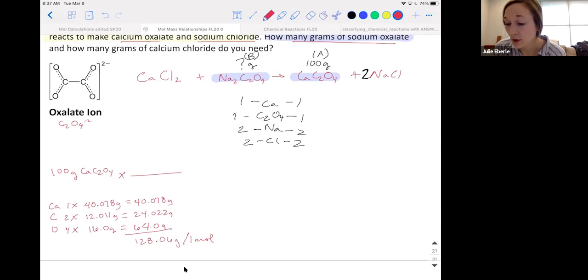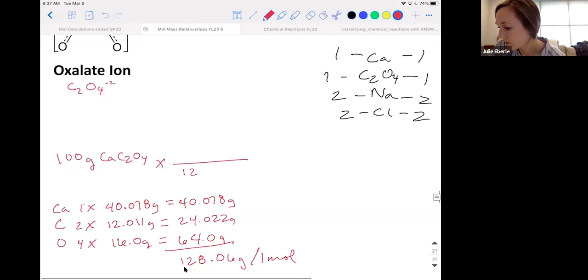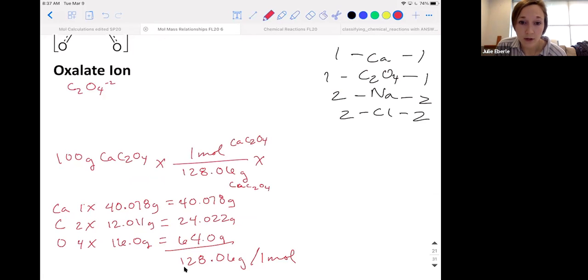We're going to plug this in. I want grams to cancel. So I'm going to put the 128.06 grams on bottom. And this is CaC2O4. And that's per 1 mole. I like to write in the substance CaC2O4 so that when I go to plug in my molar mass next, I don't mix this up, and I get the right moles on top and right moles on bottom for my substances.